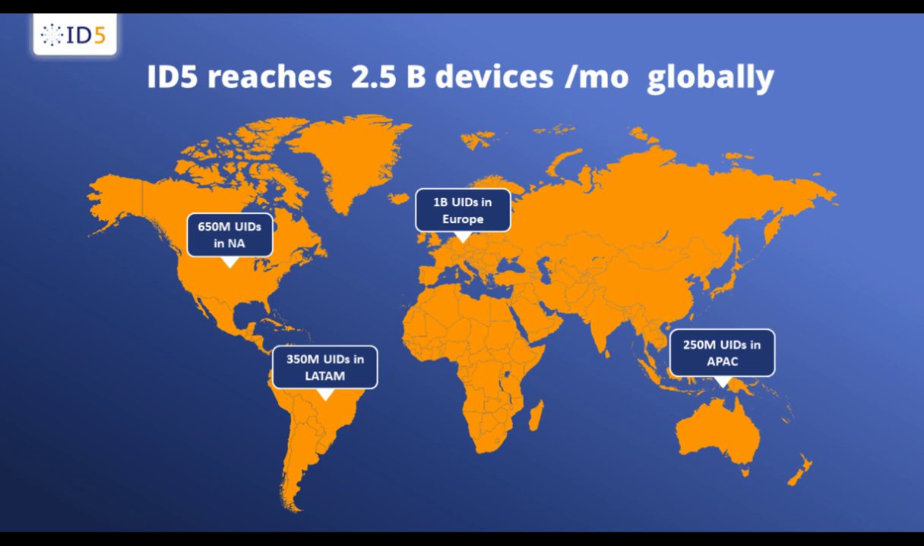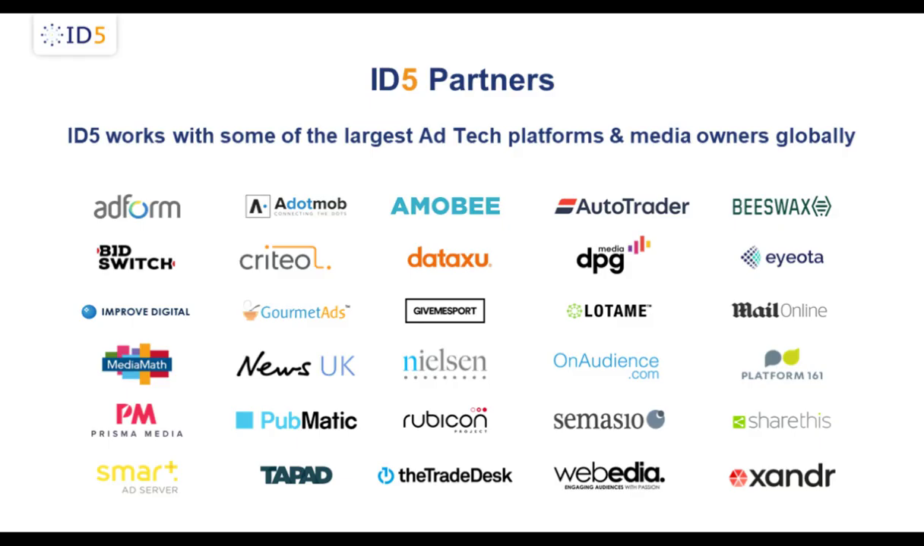So if we look at overall numbers, we have IDs on about 2.5 billion devices per month globally, about 1 billion in Europe, and 650 million in North America. So very well scaled to date.